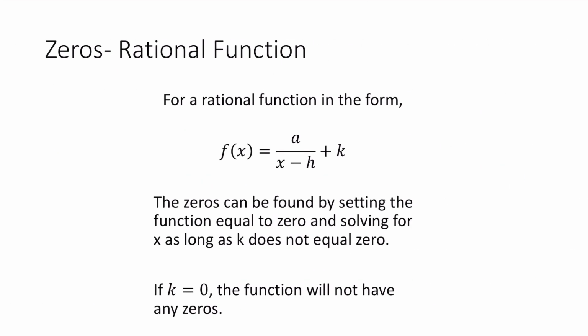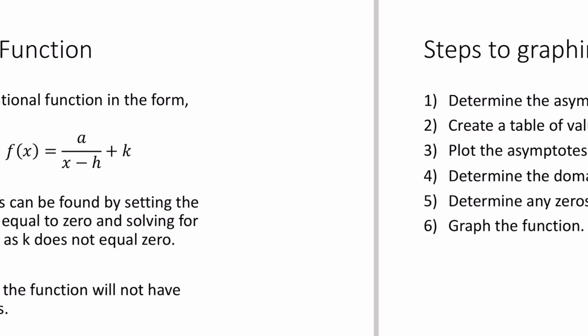For a rational function in the form f of x equals a over x minus h plus k, the zeros can be found by setting the function equal to 0 and solving for x, as long as k does not equal 0. If k equals 0, the function will not have any zeros. Remember, some rational functions won't have zeros, so that means they won't have any x-intercepts. That means those graphs will never cross the x-axis.